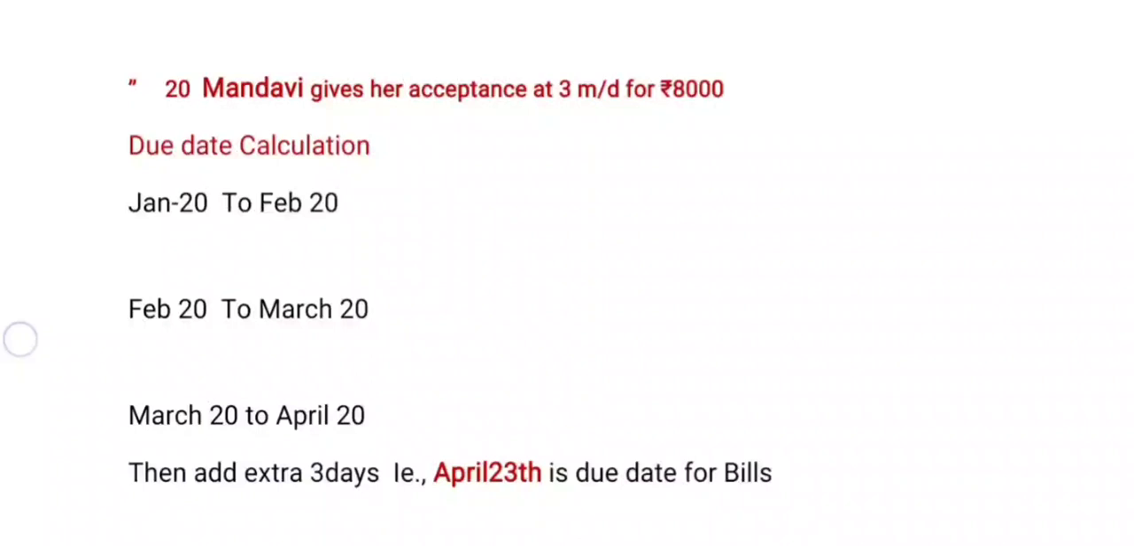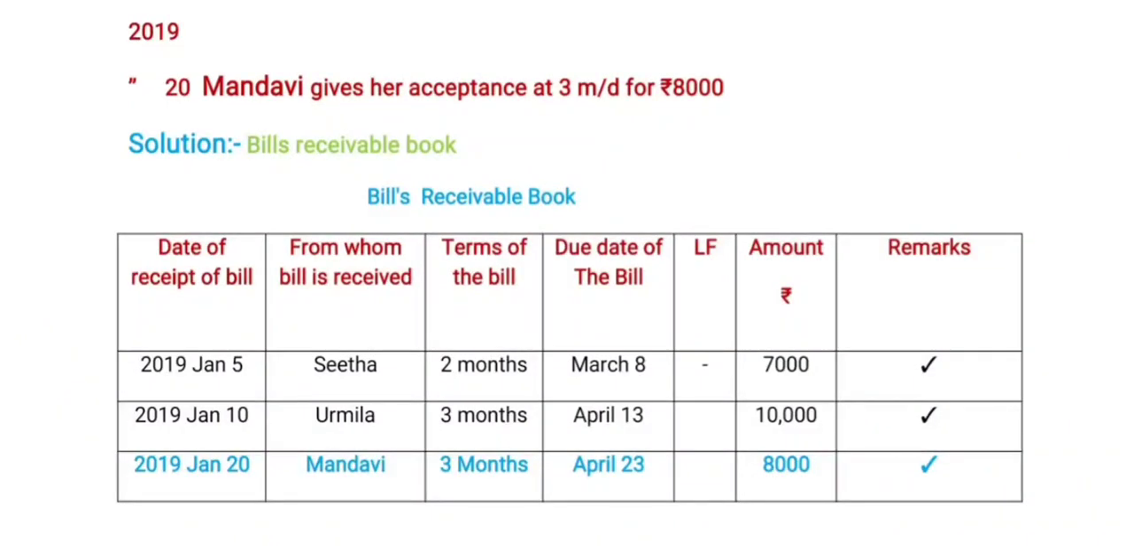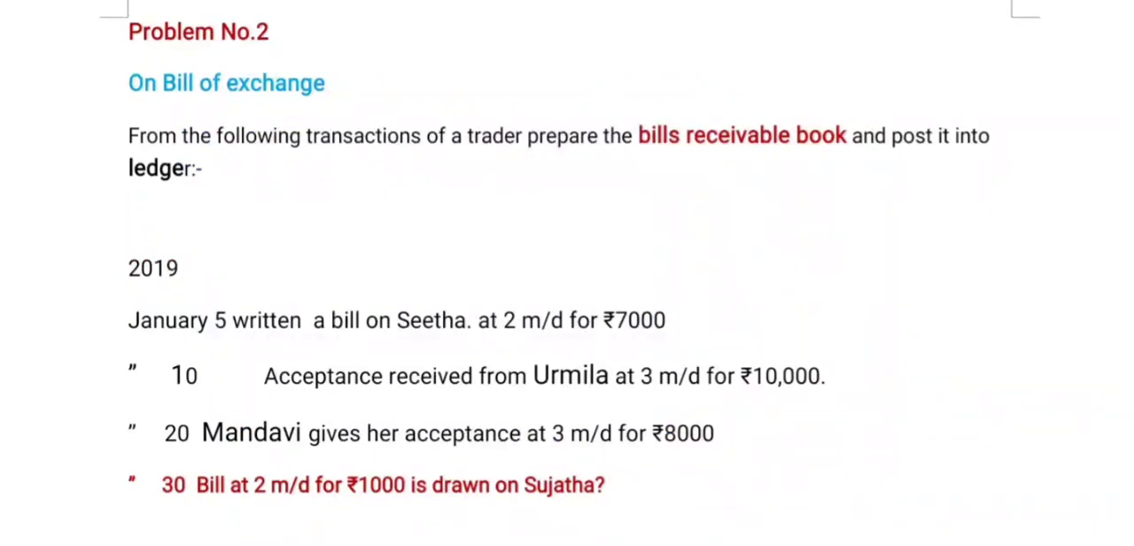Now we are going to the bills receivable book. Coming to the due date of the bill, we have already calculated, it is 23rd April. Now the amount as per the problem is 8,000. There is nothing related to remarks. Now we are going to another. Now we are coming to 30. That is the last transaction related to bills receivable.